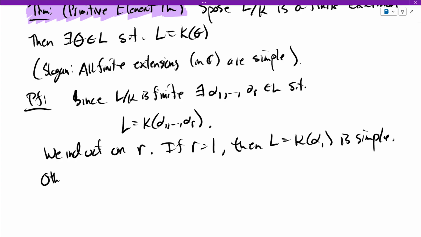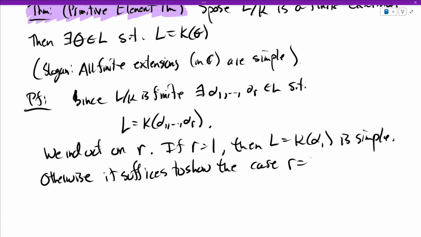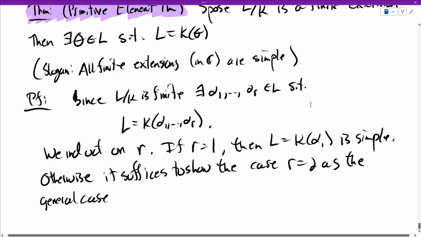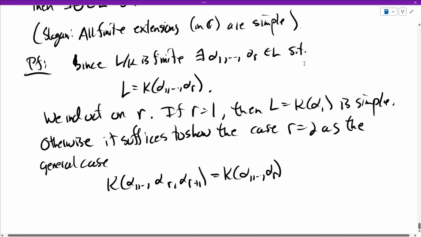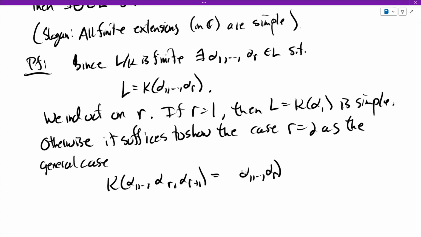Otherwise, it suffices to show the case r equals 2 as the general case. So we assume the inductive hypothesis, so we have some alpha 1 up to alpha r plus 1. Sorry, I want to do it like this. Let's say alpha 1 up to alpha r minus 1, and then adding in alpha r and alpha r plus 1.